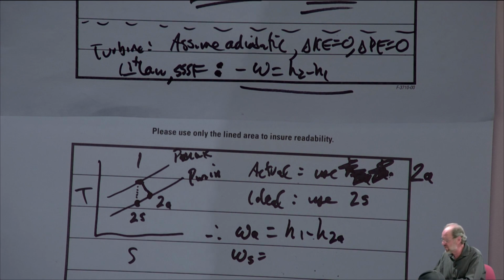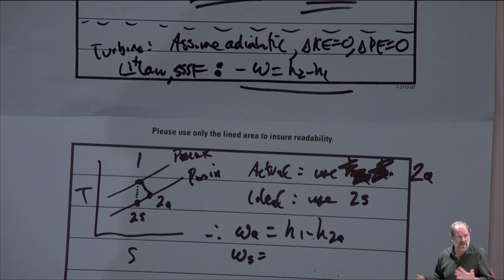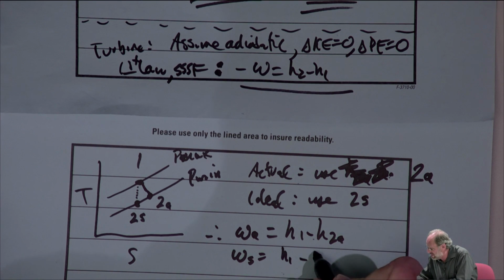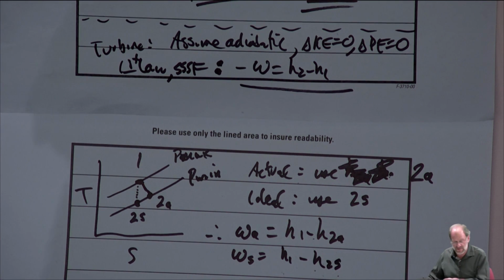So that's the actual work. The ideal work, well, we're still assuming what we've assumed above. It's still adiabatic. Clearly it's adiabatic and reversible. It has to be if it's ideal. And we get the same equation, but this time it's going to be H1 minus H2S.